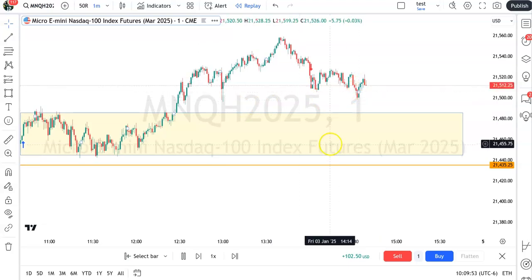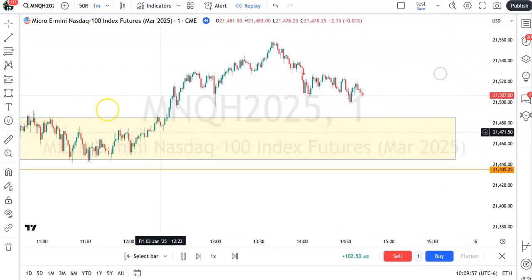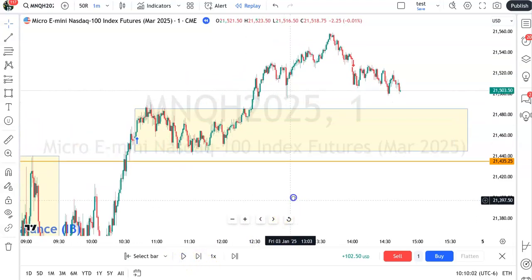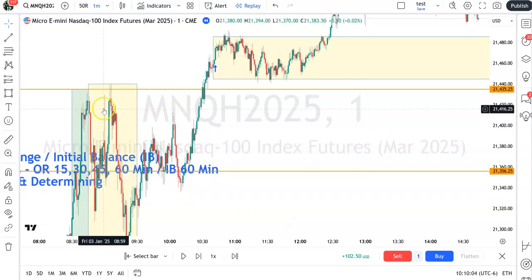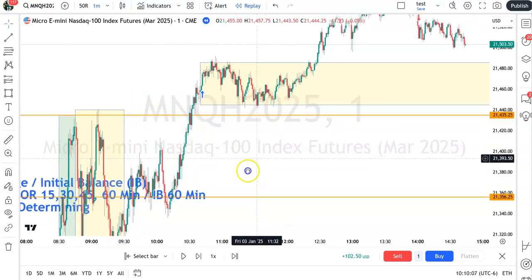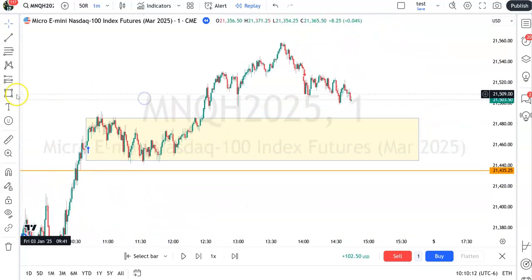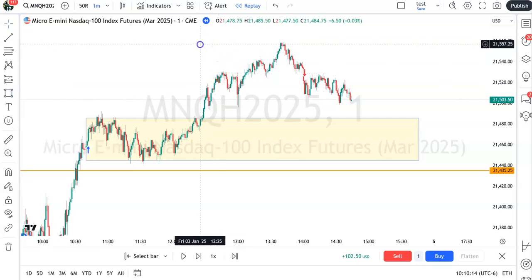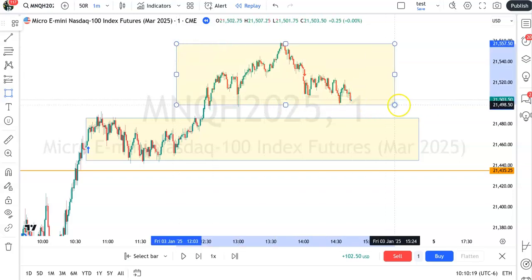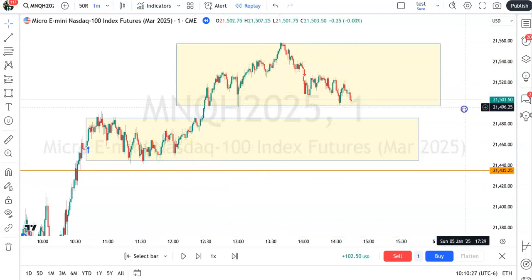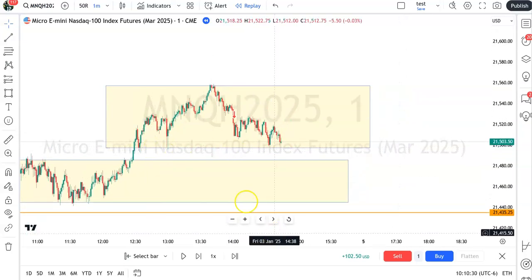What happens with resistance once you break through? It becomes support. Let me pause this for a second and show you what I think is happening here. We had a range that was being established, we then moved up, and now it's establishing a slightly higher range. Price tends to do that: it moves up, consolidates, then moves down or up and consolidates again. That's what's happening here.